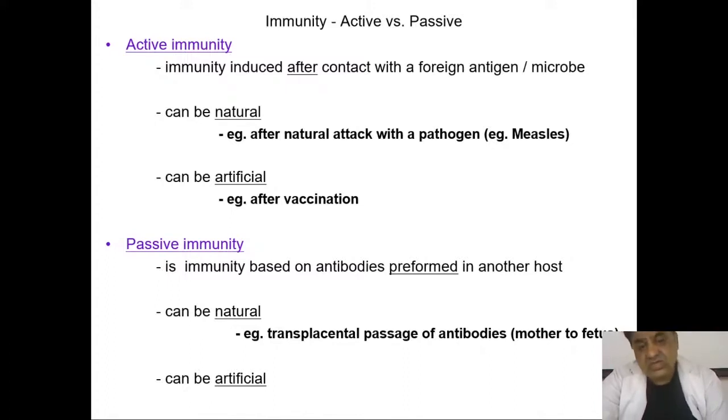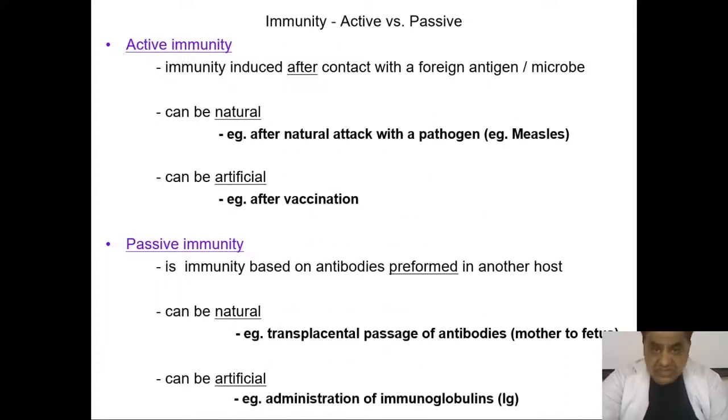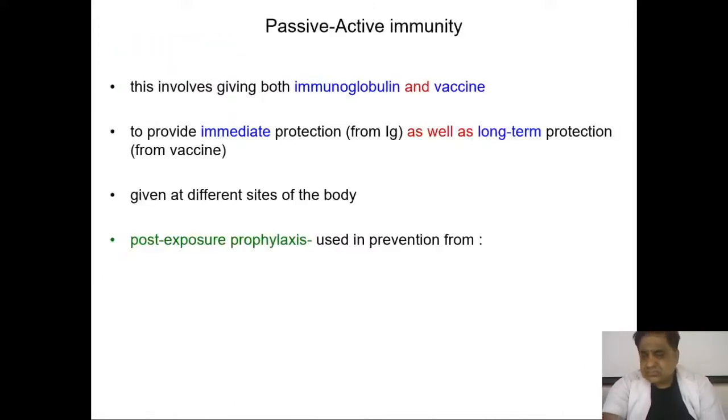Passive immunity can also be acquired, for example, by administration of immunoglobulins to a particular pathogen, or immunoglobulins in general, which is pooled immunoglobulin against many organisms, which you give to a person in certain immune diseases to maybe try to thwart the immune system.